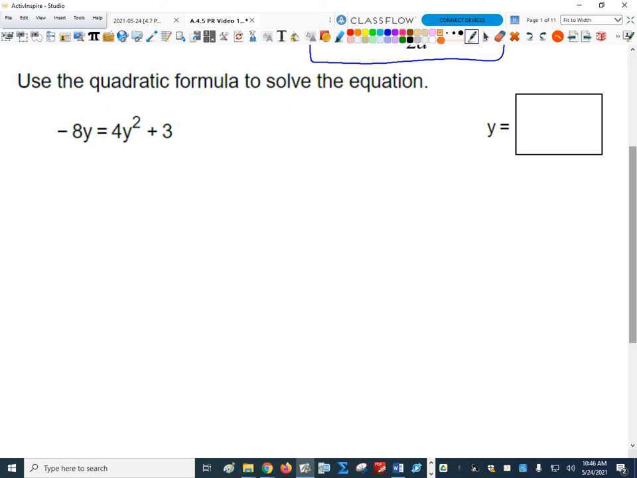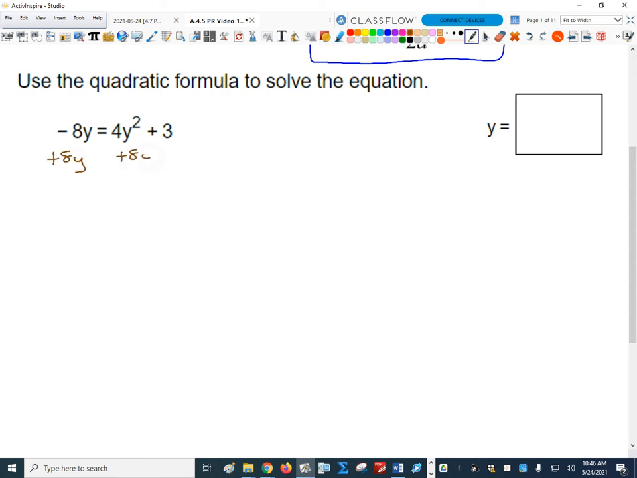What would I do algebraically? I've got to get it set equal to 0, but I want a, which is the number multiplied by x squared, or y squared in this case, to be positive. Yeah, just add the 8y to both sides, right? Okay, so first step.